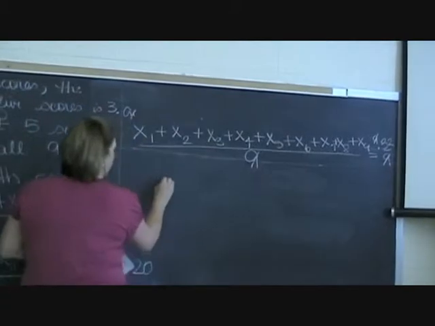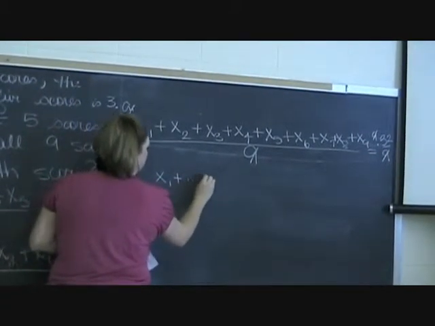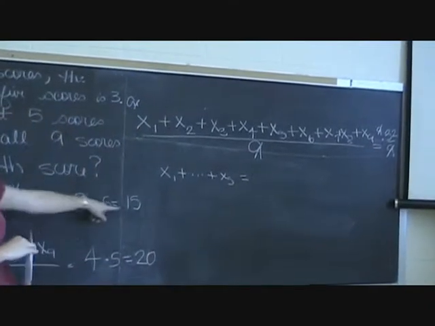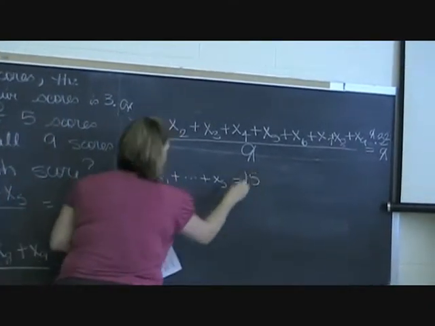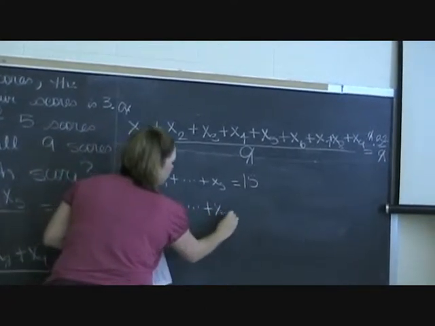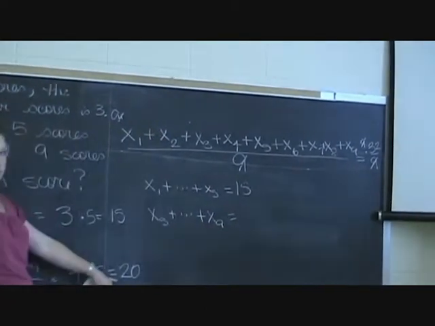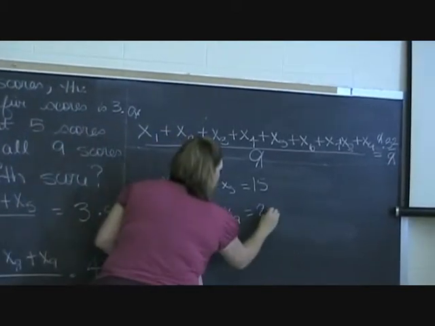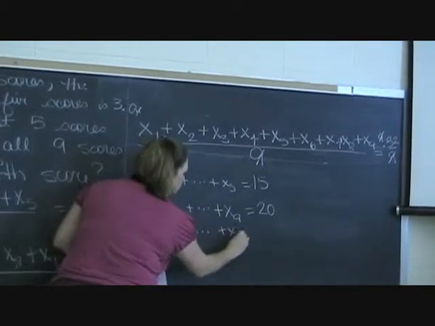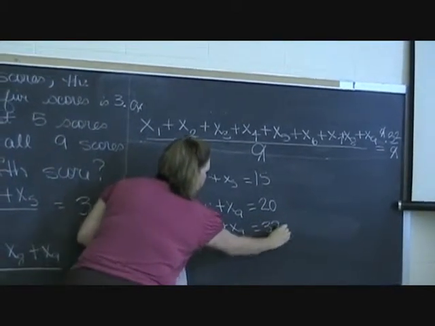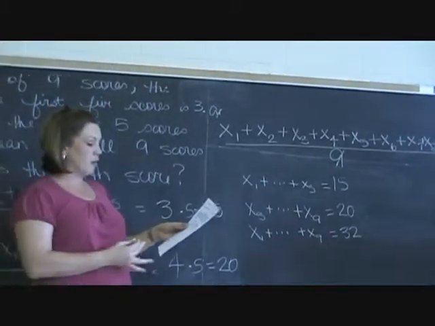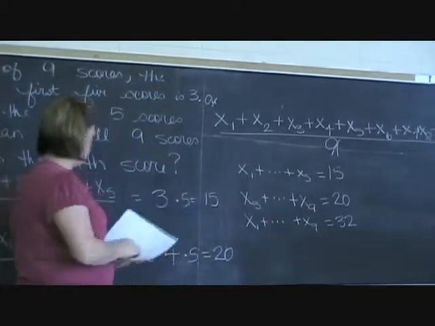So we know that when we add all the scores up through the 5th score, we get 15. When you add the 5th score all the way up through the 9th score, we get 20. And when we add all the scores, the first one all the way up through the last one, we get 32. So we're going to use those 3 pieces of information to figure out what the 5th score equals.